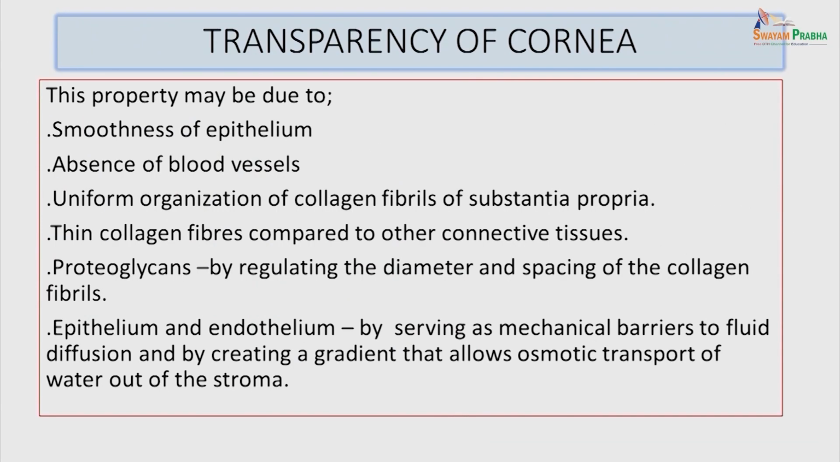Transparency of the cornea is maintained by many factors. This property may be due to smoothness of the epithelium, absence of blood vessels, uniform organization of collagen fibrils of the substantia propria, thin collagen fibers compared to other connective tissues, proteoglycans regulating the diameter and spacing of collagen fibrils, and the epithelium and endothelium serving as mechanical barriers to fluid diffusion and creating a gradient that allows osmotic transport of water out of the stroma.